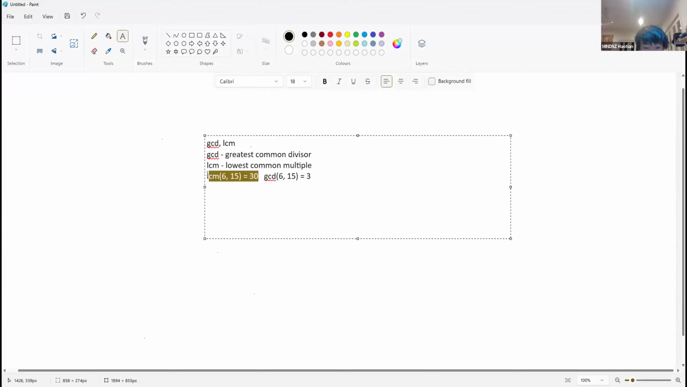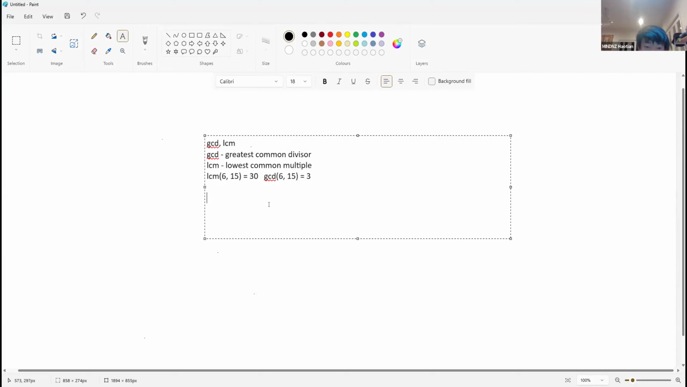That's because if we consider the multiples of 6, 6, 12, 18, 24, 30, 36, 42, 48, 54, and so on, and the multiples of 15, then we want to find the lowest number that's in common. These are the multiples of 6 and these are the multiples of 15. 15 is not in here, but 30 is, so that's why the LCM is 30. And the GCD, hopefully you guys all know how to find.